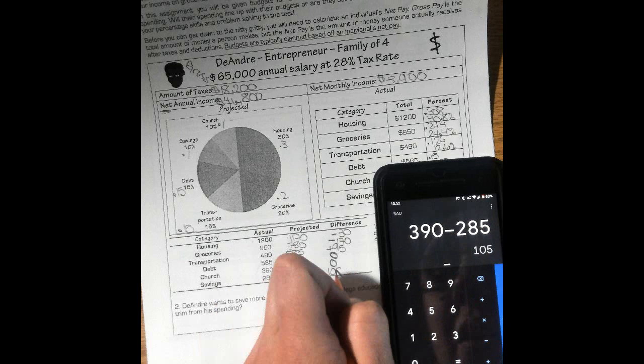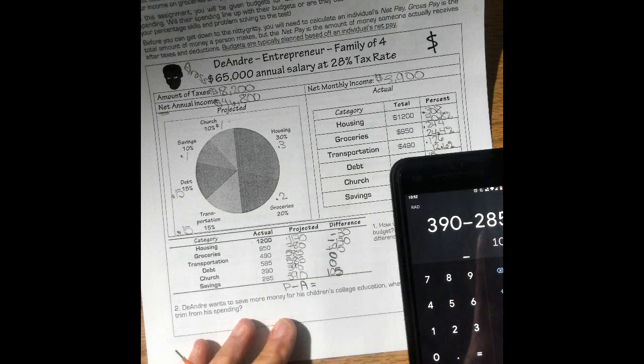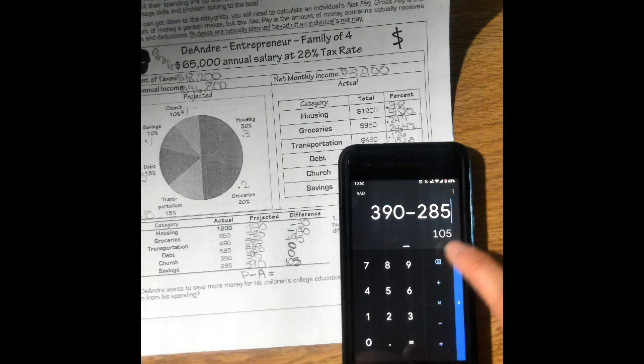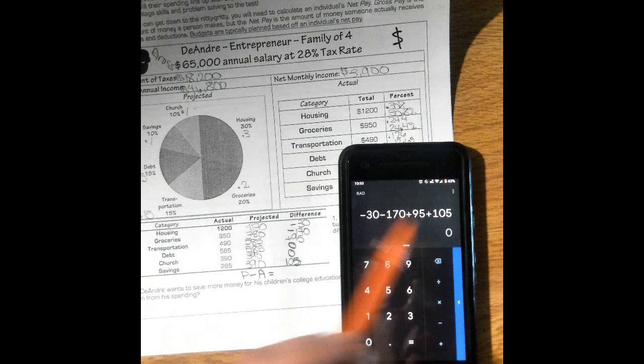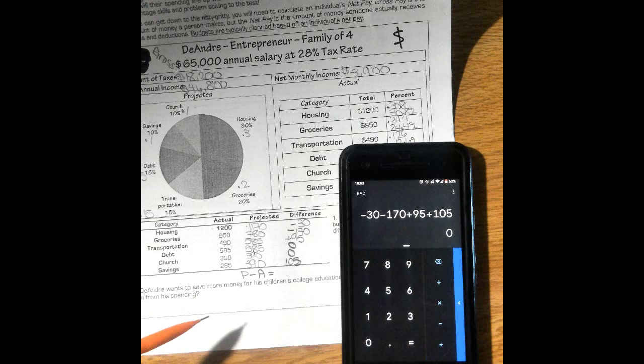And so I'm going to combine these just to make sure that he stayed even. So if I do negative 30 minus 170 plus 95 plus 105, I get 0, which means that overall on his budget he balanced out. So overall he had a balance of 0, so he didn't go into more debt. He might not have done everything he wanted to, and some things might have costed different amounts, but overall he did not spend more money than he had.